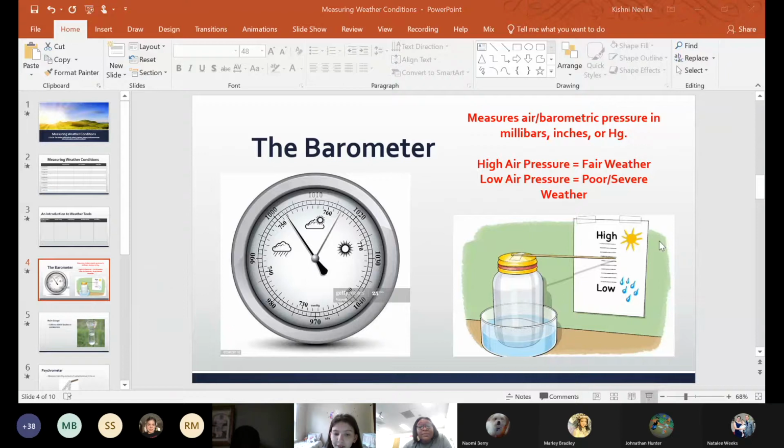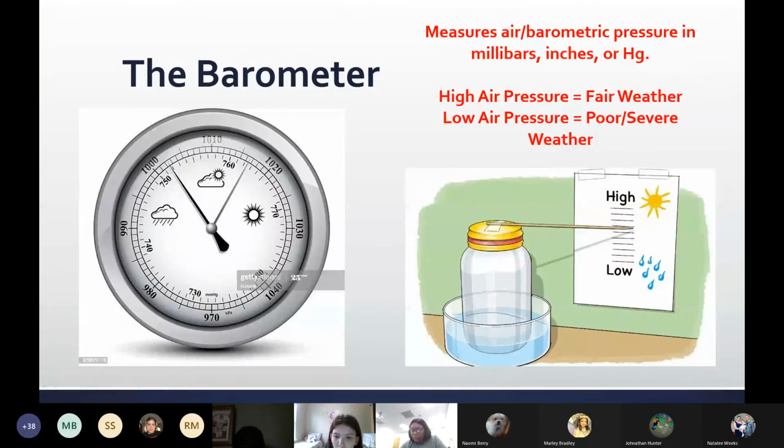Ms. Neville? Yes? He wants to draw the one beside the bar. You do not need to draw the colorful picture. You just need to draw the picture that's in black and white. And you need to write what's in red here. On a different page? Nope, you need to draw it in that column. You see that chart that we made? That column that says air pressure and barometric pressure over on the left. That's where you write all these things.